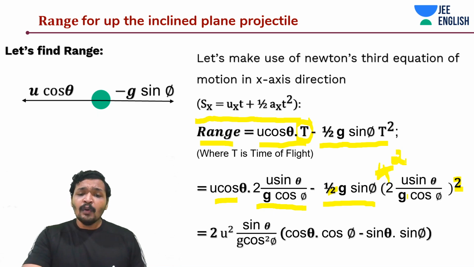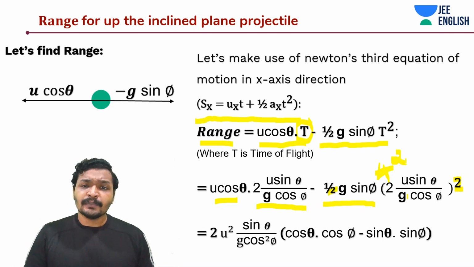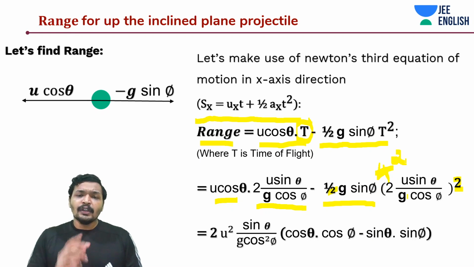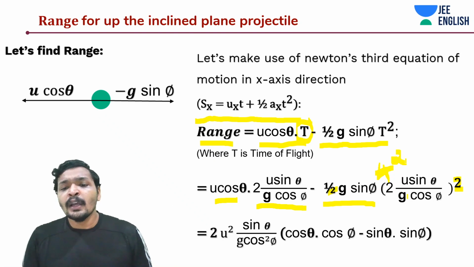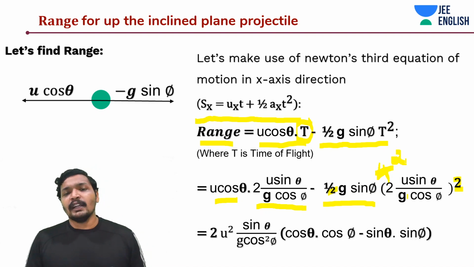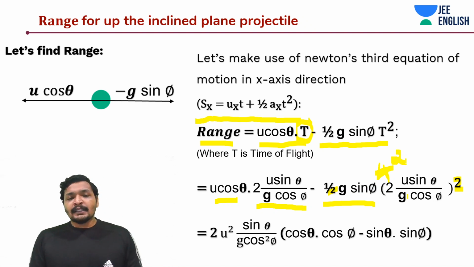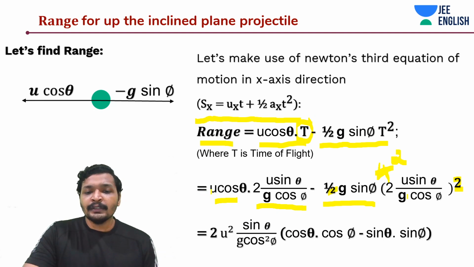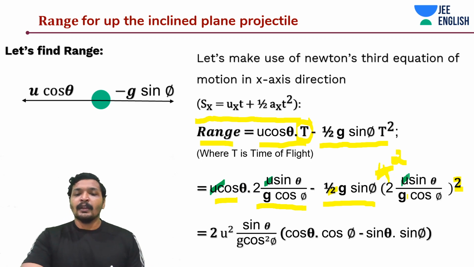Now I can take some terms out as common. This is just some mathematical manipulation. If you are given numerical values of theta and phi, then don't try to derive this entire thing. If you remember the final formula, well and good, just use it. And if you don't remember it, just substitute the numerical values. In this case, I'm taking u squared common, because I have u into u in the first term, and u squared in the second term. And I have a sin theta over here as well as a sin theta over here.